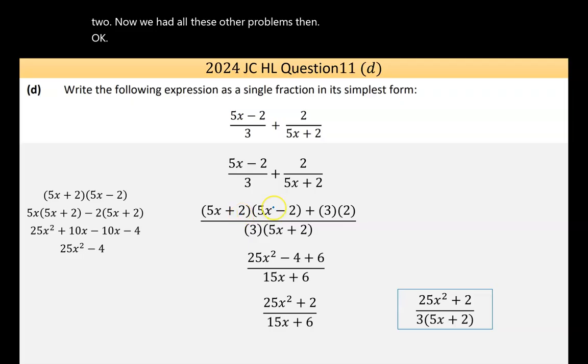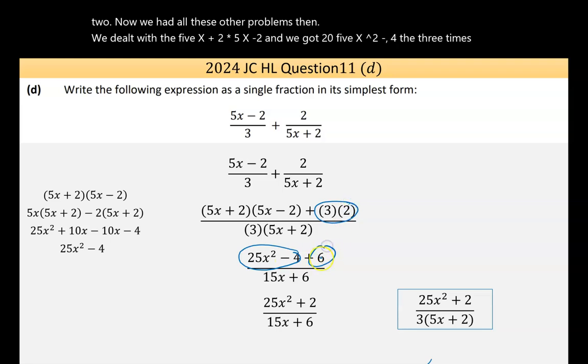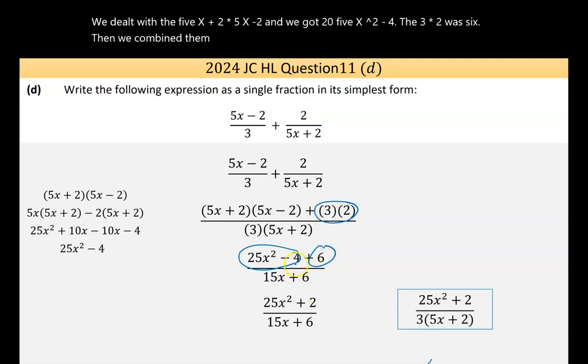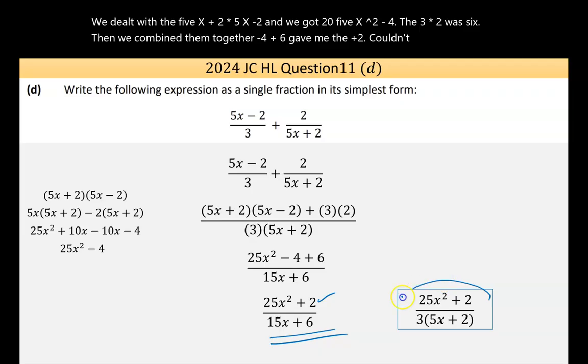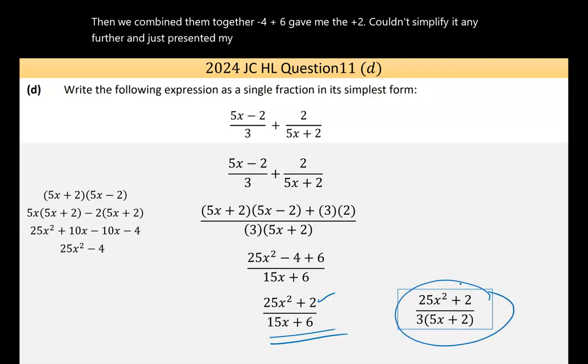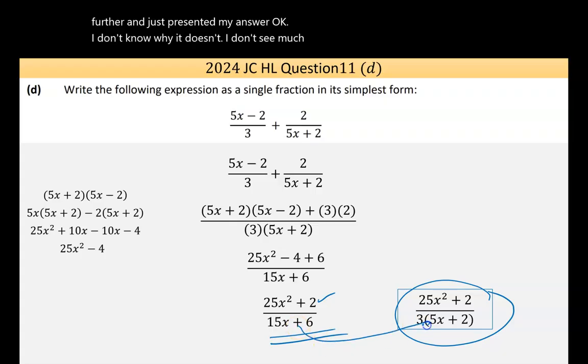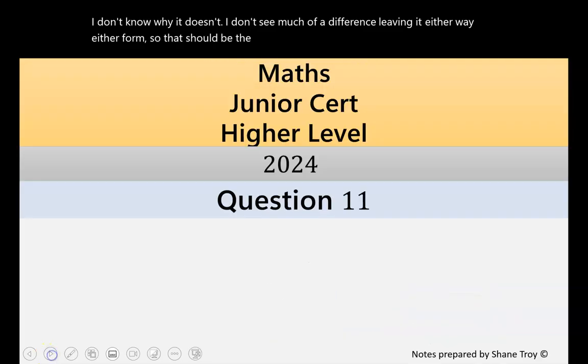We dealt with the 5x plus 2 times 5x minus 2, and we got 25x squared minus 4. The 3 times 2 was 6. Then we combined them together. Minus 4 plus 6 gave me the plus 2. Couldn't simplify it any further and just presented my answer. I don't see much of a difference leaving it either way, either form. So that should be the end of question 11.